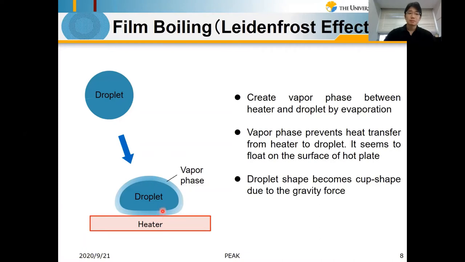This vapor phase prevents heat transfer from the hot plate to the water droplet. Thus, it keeps the water on the surface for a long time. Furthermore, the shape was changed from the sphere we checked previously to this shape by gravity force.